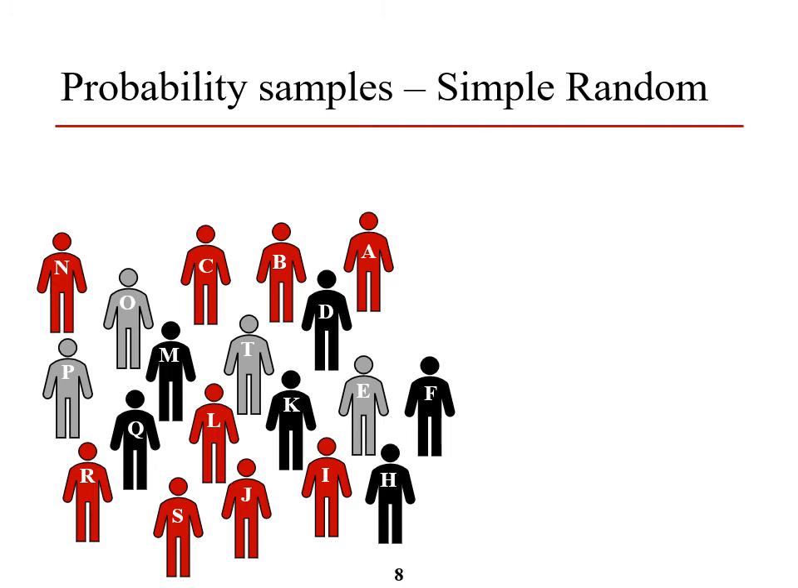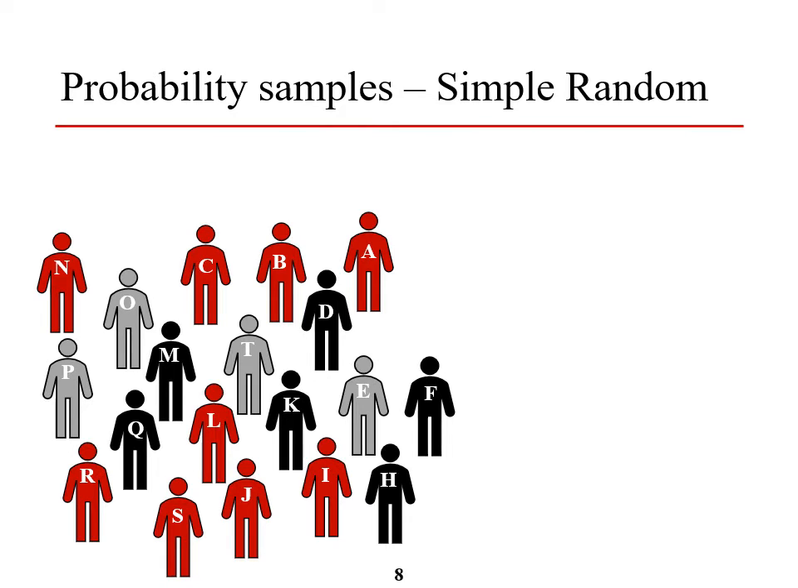Now we're going to shift gears to probability sampling techniques. The first and most common of the probability sampling techniques is the simple random sample. And with the simple random sample, this assures that each element in our population will have an equal chance of being included in the sample.